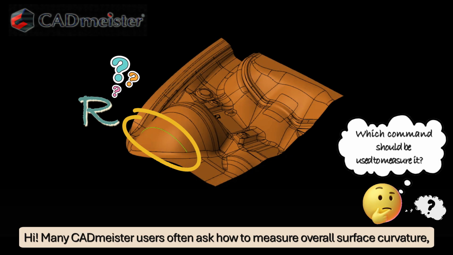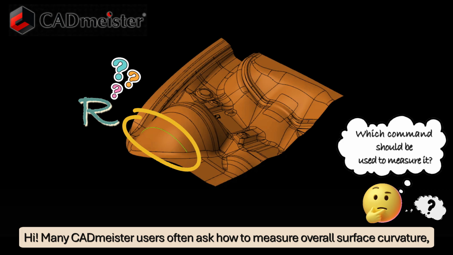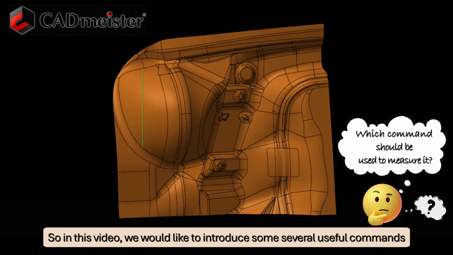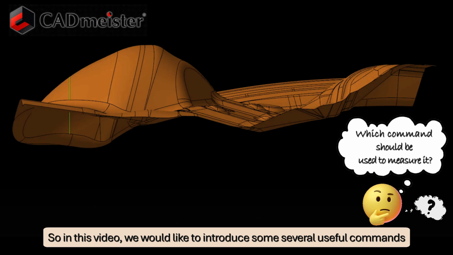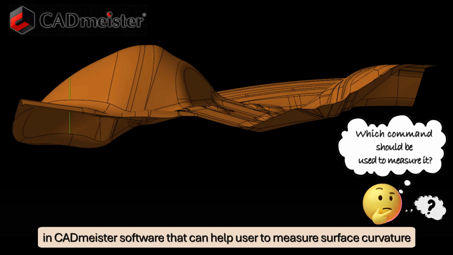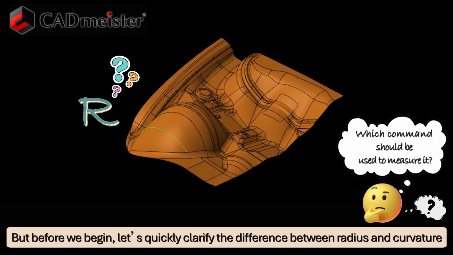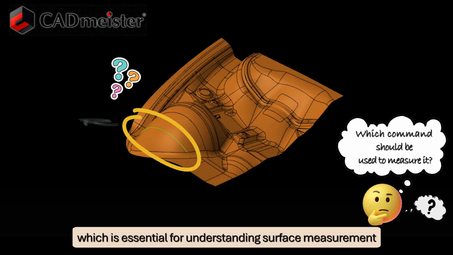Hi. Many CADmeister users often ask how to measure overall surface curvature and which commands can be used to detect and measure fillets. So in this video, we would like to introduce several useful commands in CADmeister software that can help users to measure surface curvature. But before we begin, let's quickly clarify the difference between radius and curvature, which is essential for understanding surface measurement.